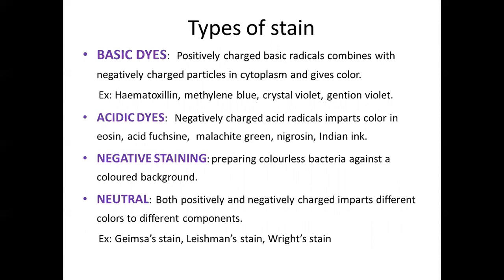Basic one, then the acidic one, which is mainly used for acid-fast organisms. Then negative staining, which is mainly used for colorless bacteria. Then neutral staining, which is both positively and negatively charged, imparting different colors to differentiate them. Both negative and positive will be used. That is called neutral staining.